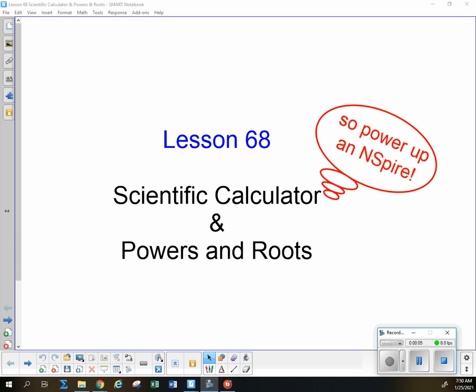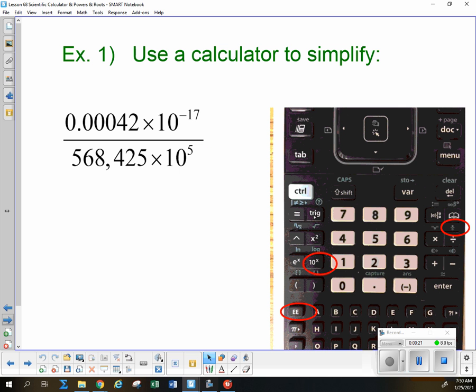Today we're basically talking about how to evaluate scientific notation, powers, and roots with our graphing calculators. So it's mostly calculator instruction. Some of the problems will say that we want to use a calculator to simplify a mess.